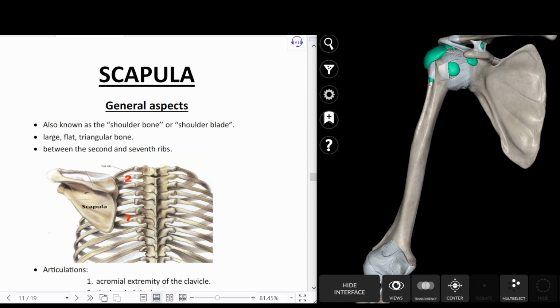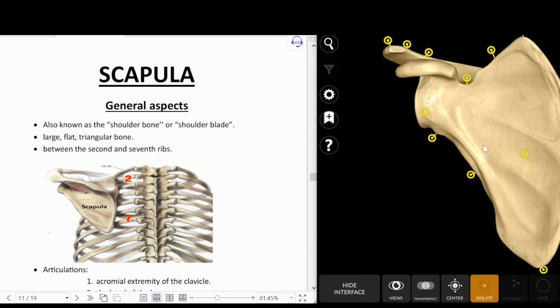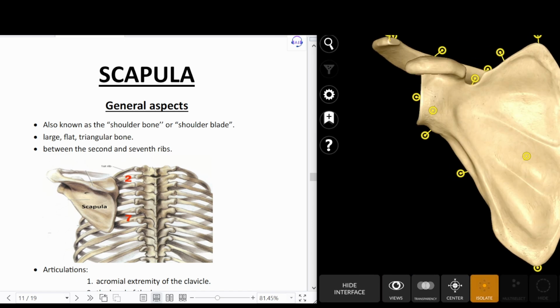So the first topic that we are going to study now is scapula. The scapula is also known as the shoulder blade or shoulder bone. It is a large triangular flat bone which lies between the second and seventh ribs. So this is your scapula, and if you isolate, this is your scapula. This is the medial side while this is the lateral side of the scapula.